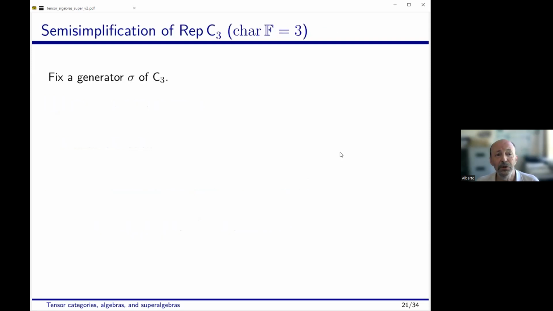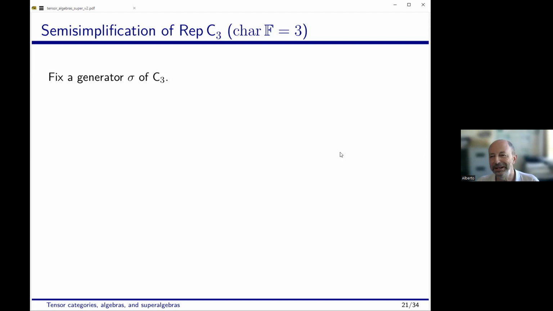Okay, so we are going to consider the category of representations of the cyclic group of order 3 in characteristic 3. Okay, so we fix a generator, sigma, of our cyclic group of order 3. So sigma cubed is the identity, and this means that sigma minus the identity, since the characteristic is 3, is nilpotent of order 3. Sigma minus the identity cubed is 0.